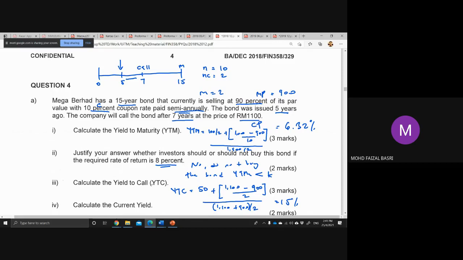Okay, I forgot. We should multiply by 2 also. This is supposed to be by 4. Sorry about that. So this is semi-annual. So this one we already divided by 2, but for N, we have to multiply by M as well, which is 2. So 200 divided by 4 just now, plus 50. And we divide with 1,000.